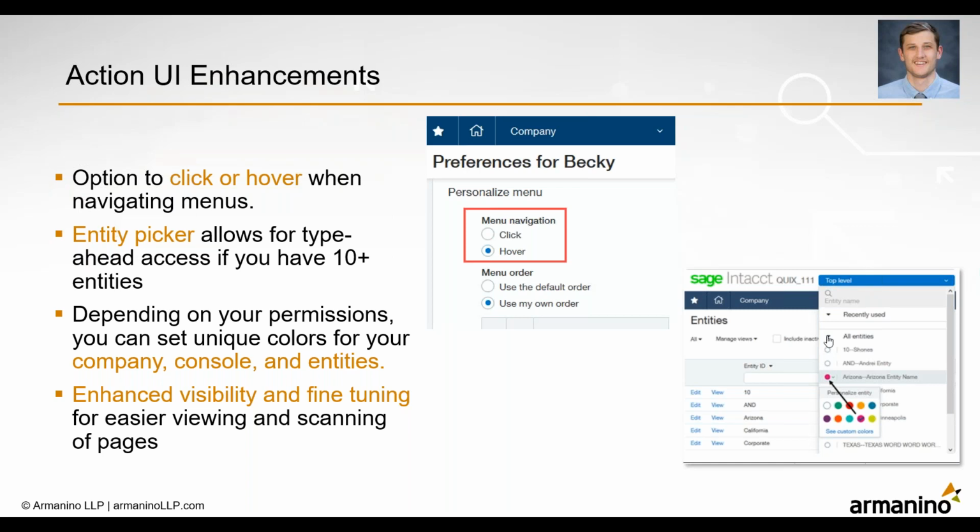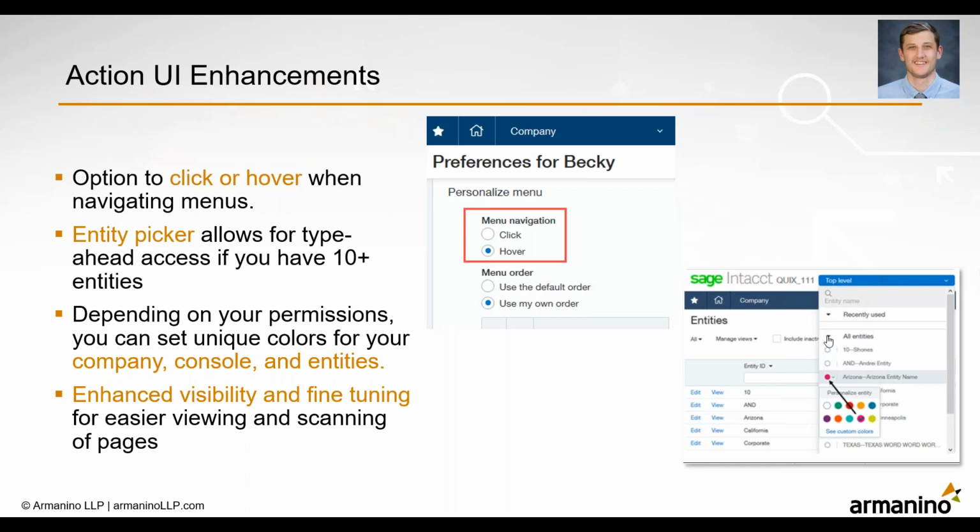The entity picker is going to allow for type ahead access if you have 10 plus entities. And depending on your permissions, you'll be able to set unique colors for your company, console, and entities. With this, admins can set the colors that are viewed by everyone in the system, but users can also set their own individual unique color preferences that can override any admin set color.